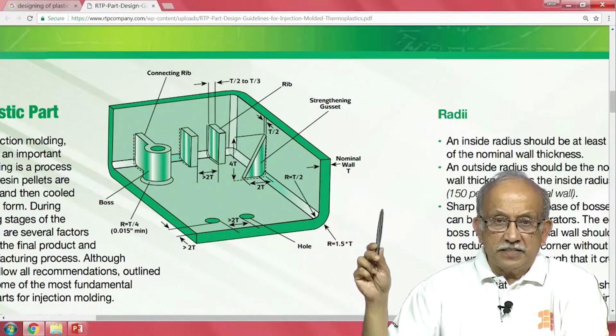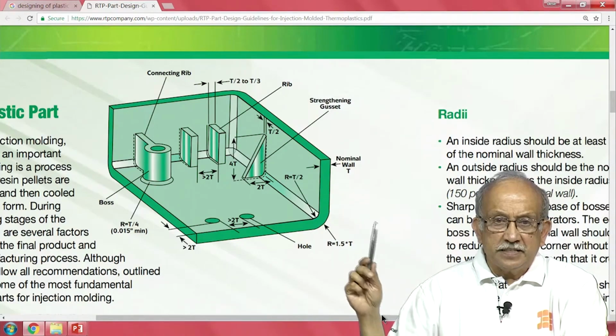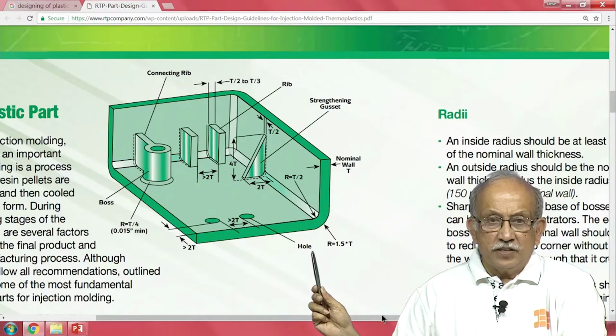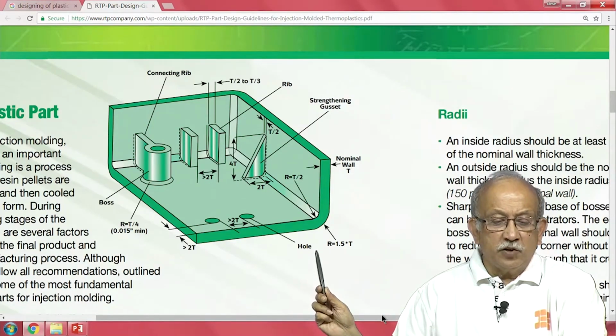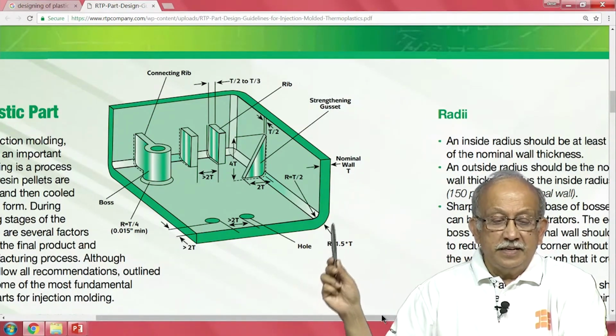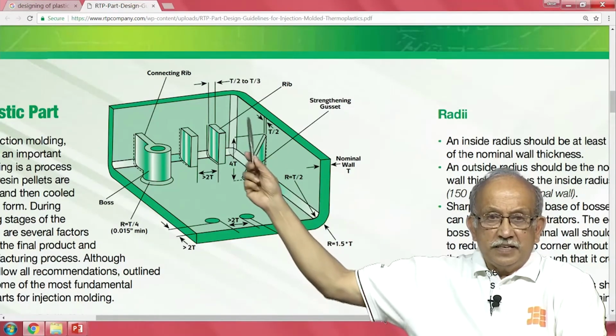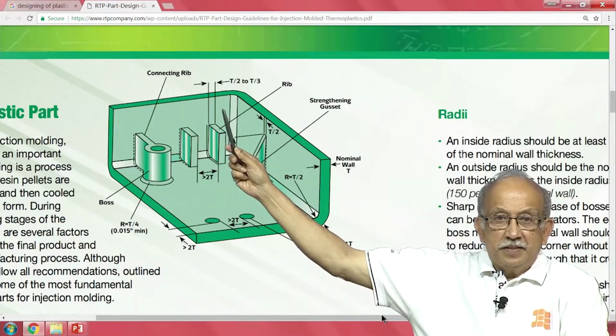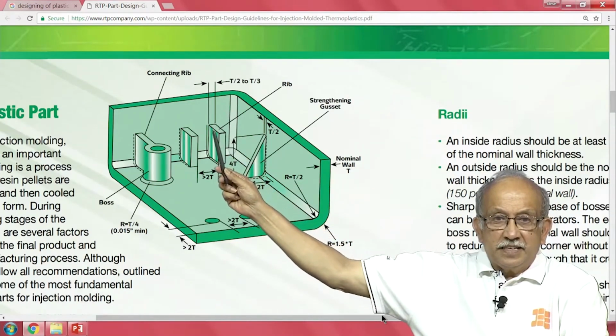If nominal wall thickness is so much, what should be the radius? Okay, something regarding the radius is given here. Similarly, what should be the location of the hole size? And if you go to the top on the other end, what should be the thickness of the gusset? Again, the same thing happens.